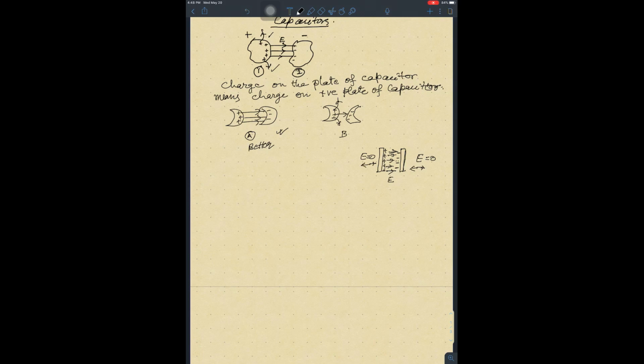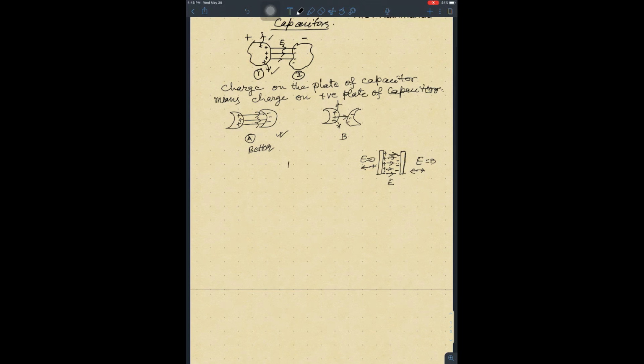So the electric field is confined in the region, and we are able to store the energy in between the two plates. So from now onwards we will discuss the parallel plate capacitor, that means the capacitor in which the plates are parallel, so that the wastage of electric lines of force can be minimized. Now, for example, here you see that two conductors are given, parallel plates are given.